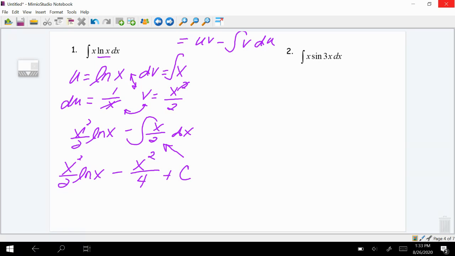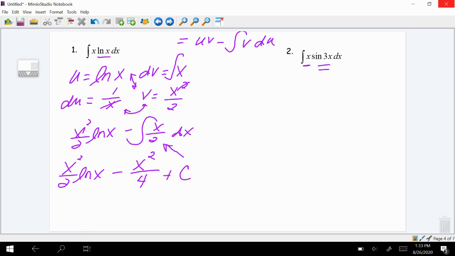So that's how it works. Again, I know that kind of sounds like a lot of stuff going on. Practice definitely helps, but that's the process that you're going through. So that's what's going to happen anytime you have a natural log and an x combined as part of your integral. Second one is, what do you do if it's an x and a trig?